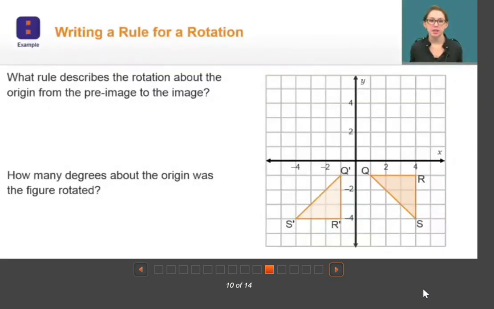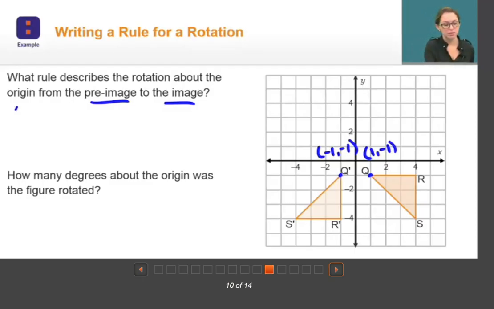What rule describes the rotation about the origin from the pre-image to the image? So we know that triangle QRS is the pre-image and that triangle Q'R'S' is the image. To answer this question, let's begin by looking at one vertex and its image. We'll pick vertex Q. So we have Q at 1, -1, and Q prime at -1, -1. We see that the y-coordinate stayed the same, but the x-coordinate became negative. From this point, it may appear that the rule is x, y being mapped to -x, y.